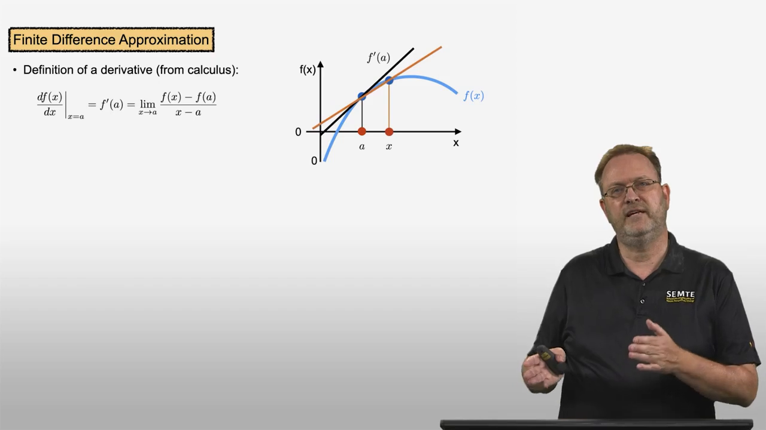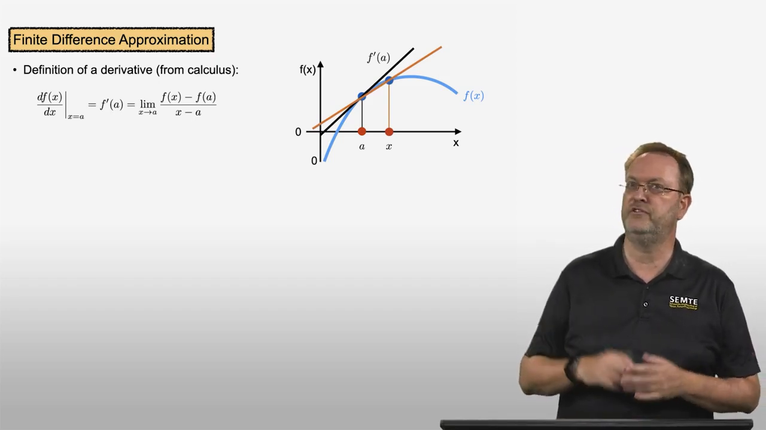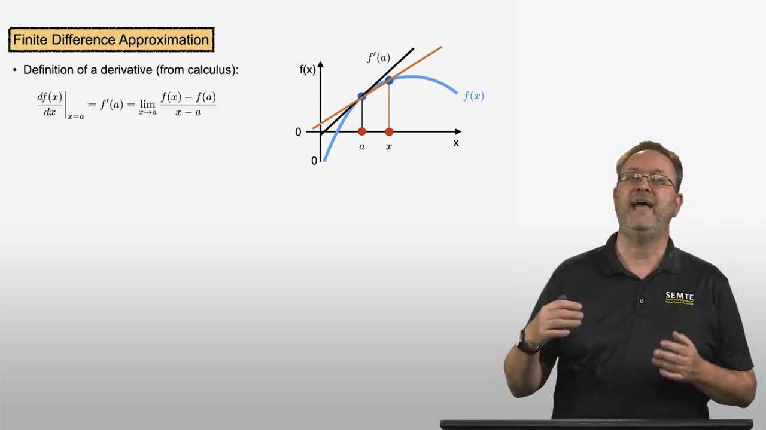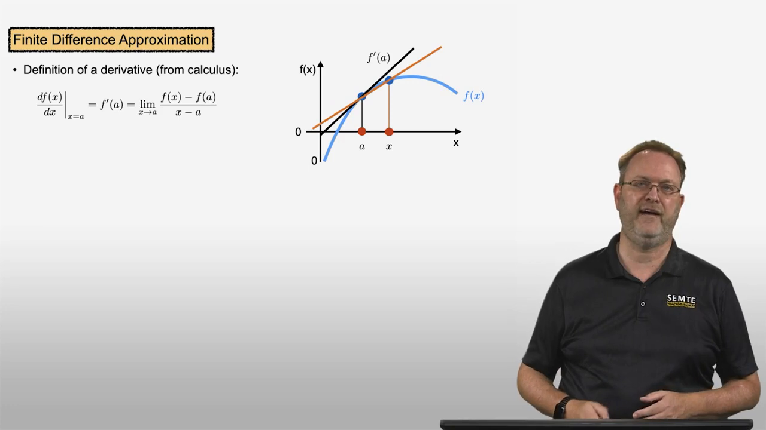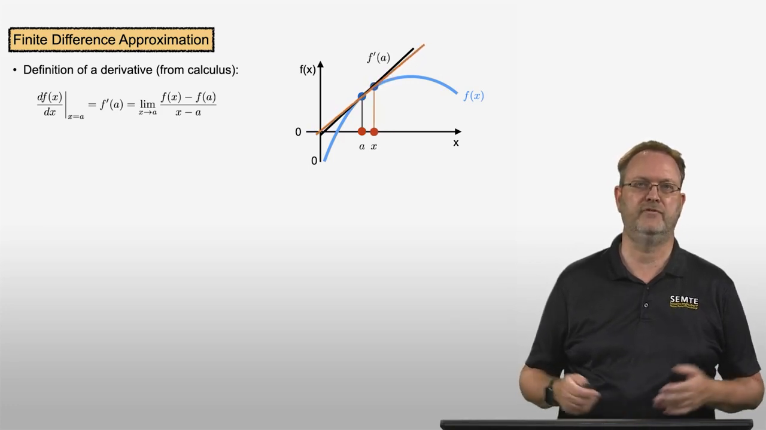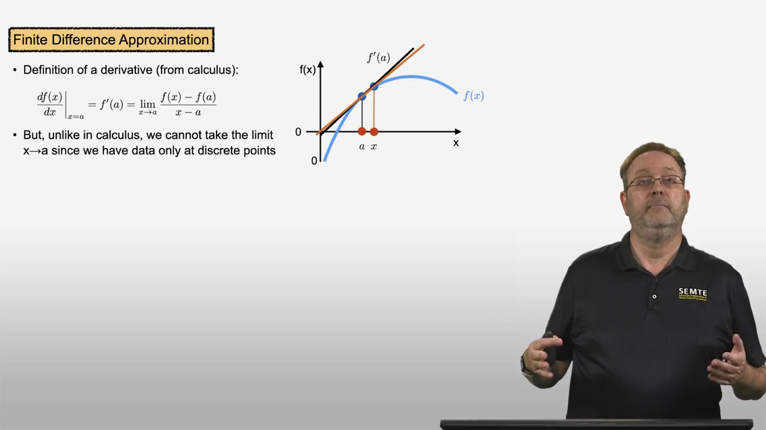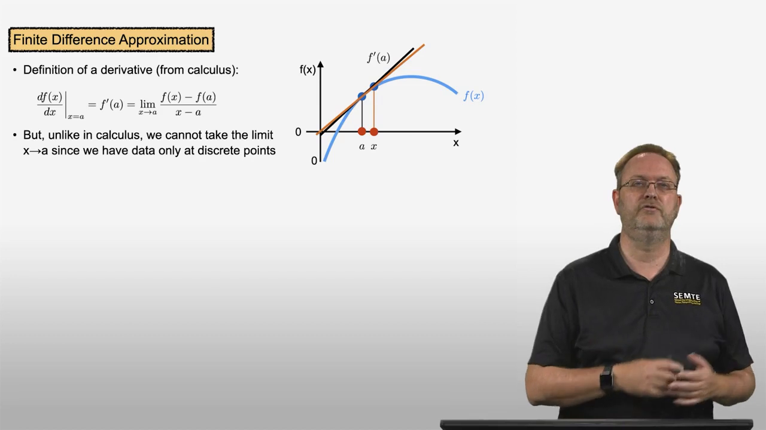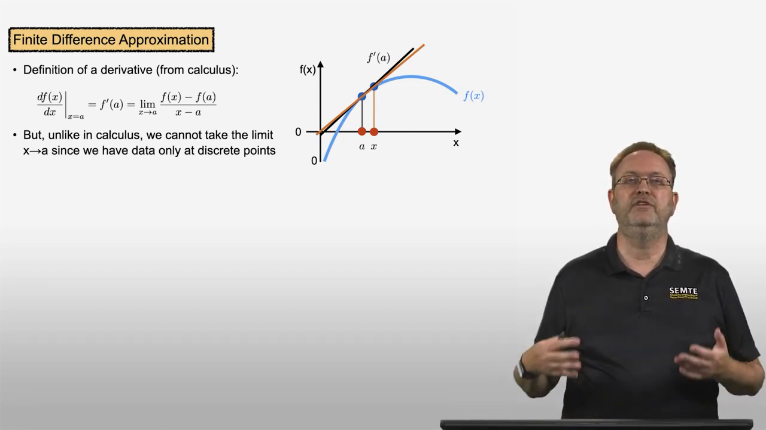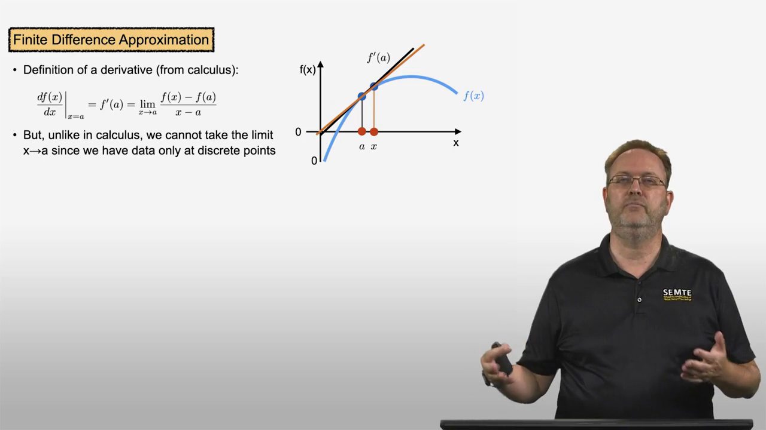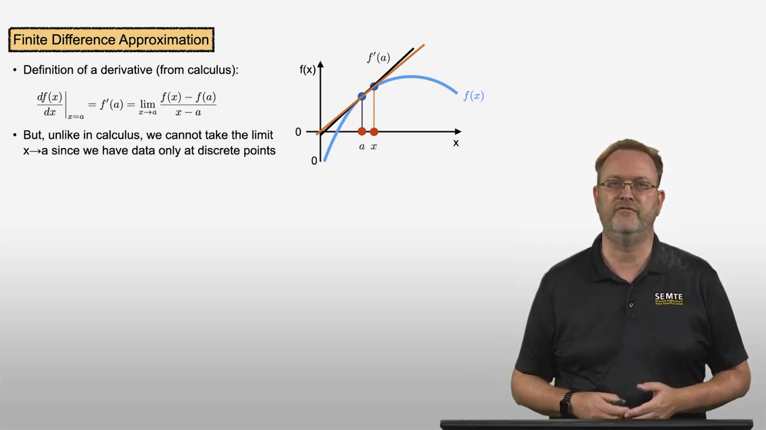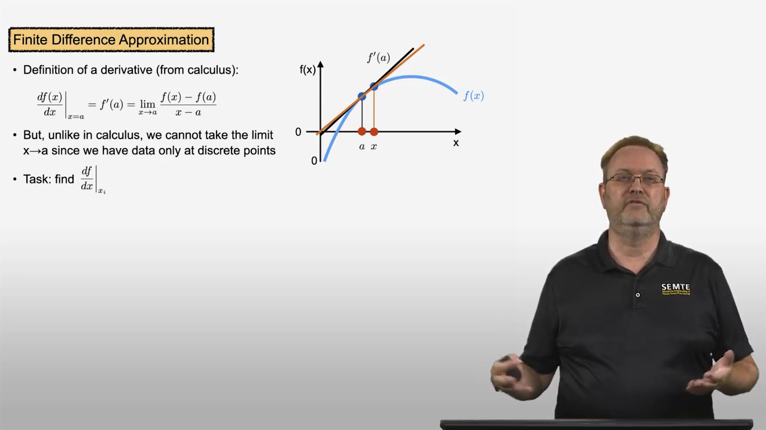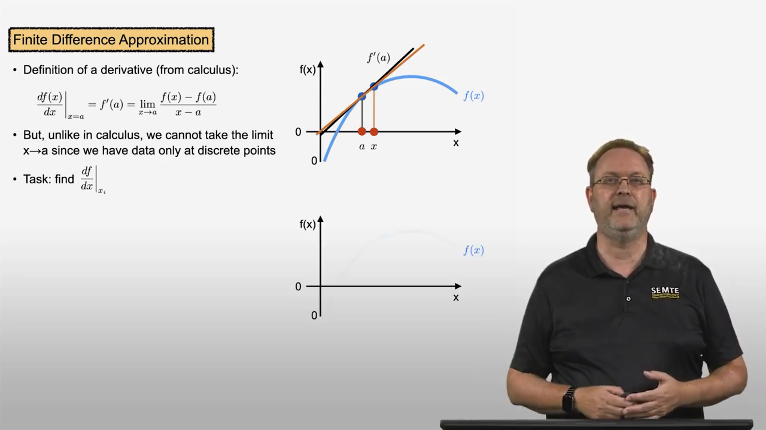And you can graphically see that the slope of the line that goes through these 2 points, f of x and f of a, starts to become closer and closer to the tangent line slope at f of a. So it comes ever closer the closer we get. But unlike in calculus, we cannot take the limit all the way of x going to a because we only have discrete points available, a finite number of points at discrete locations of x. So then the task becomes, how do we find the derivative at some point xi?